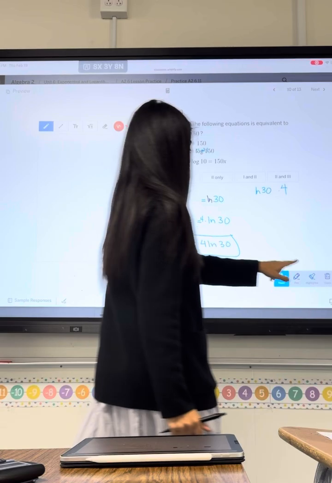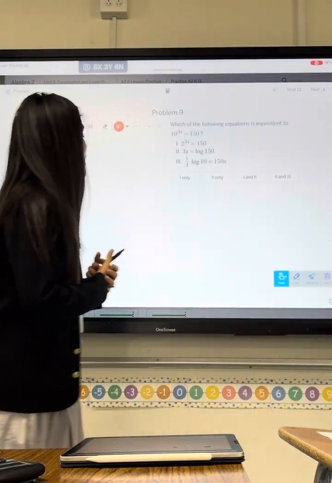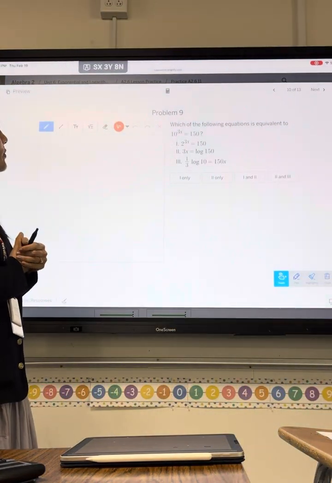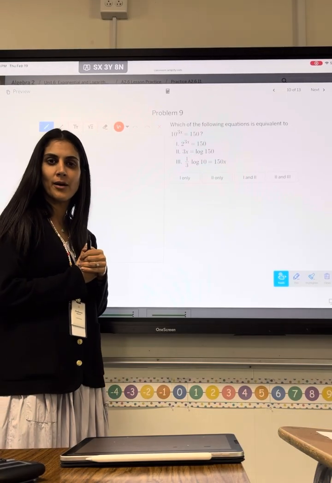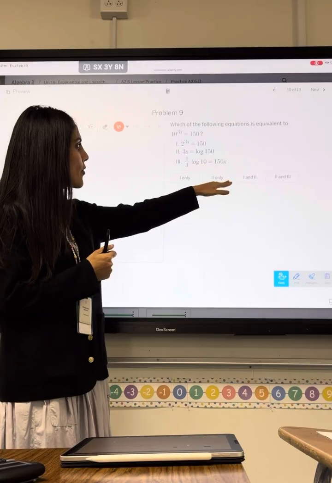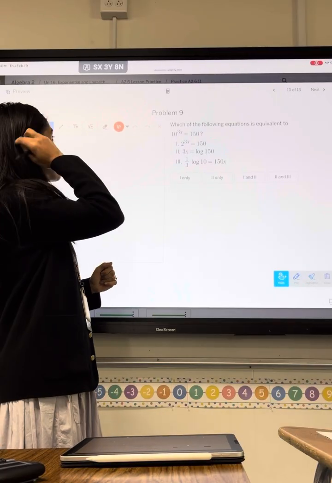Okie doke. All right, here we go. Which of the following equations is equivalent to 10 to the 3x equals 150? Oh, this looks like an SAT problem, doesn't it? This looks so SAT, I just got a flashback. Okay, let's do it.